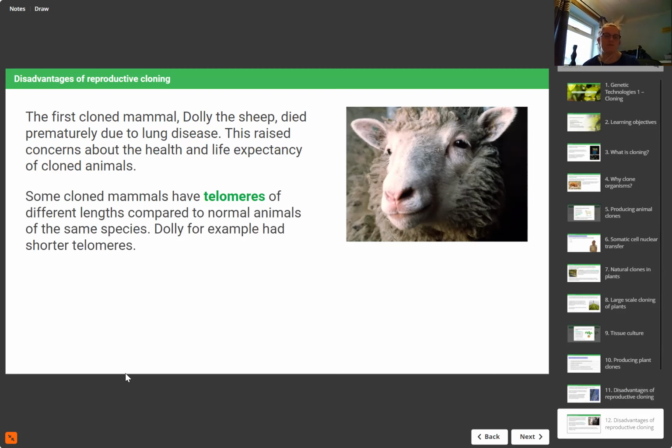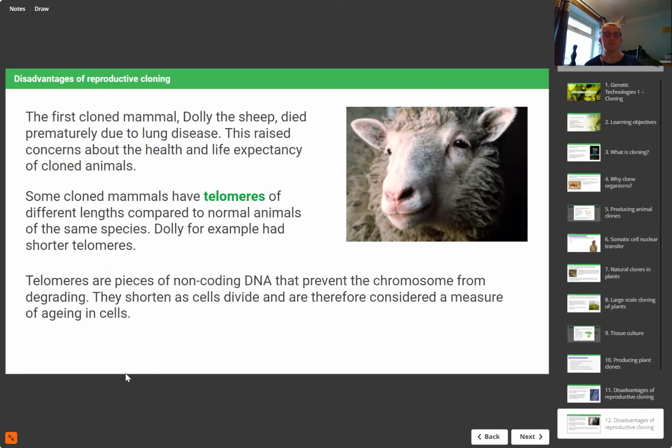Some cloned mammals have telomeres of different lengths compared to normal animals of the same species, and Dolly had shorter telomeres. Telomeres are pieces of non-coding DNA, as we've talked about before, on the ends of our chromosomes, and they prevent our chromosomes from degrading. Every time our cells divide, the telomere shortens, so the more our DNA replicates, the more those telomeres get broken down.